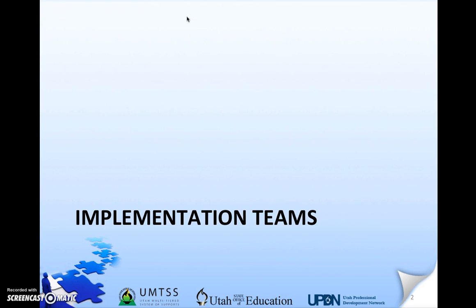In my efforts around Utah Multi-Tiered System of Supports in that project and the support we've provided to LEAs, we've done a fair amount of work in supporting LEAs around the state with the implementation teams at the district and school levels to help them in their implementation and sustaining of evidence-based practices.